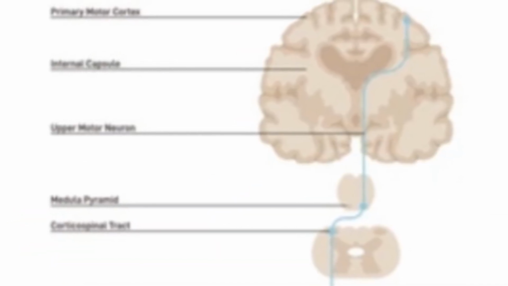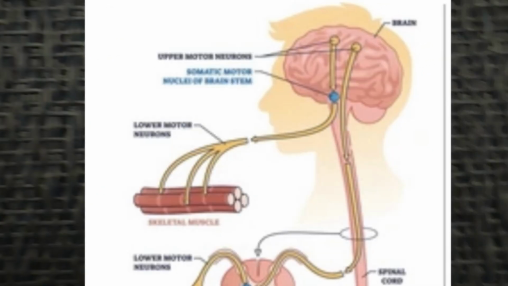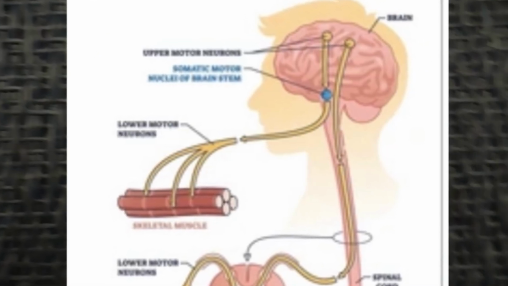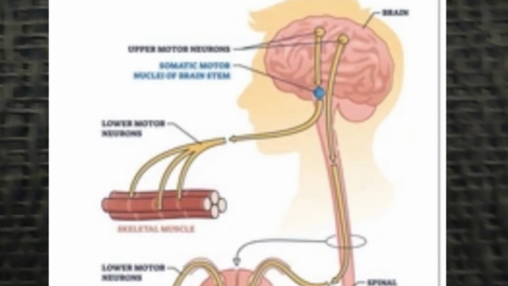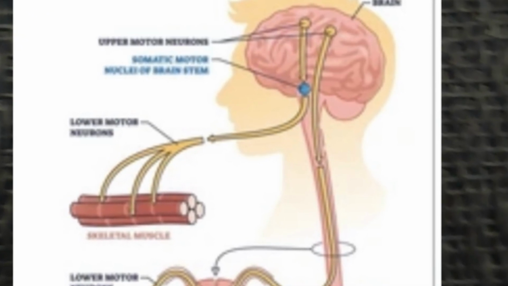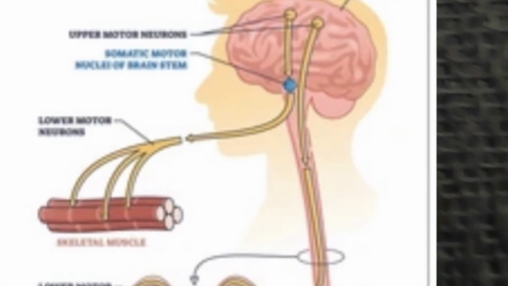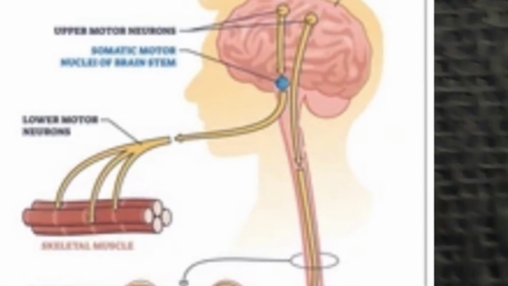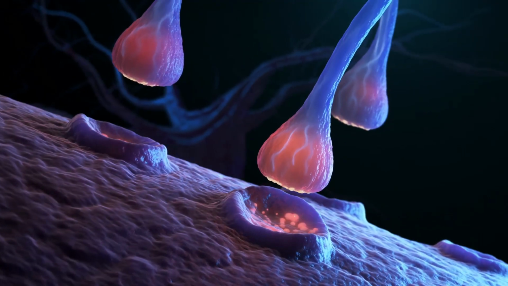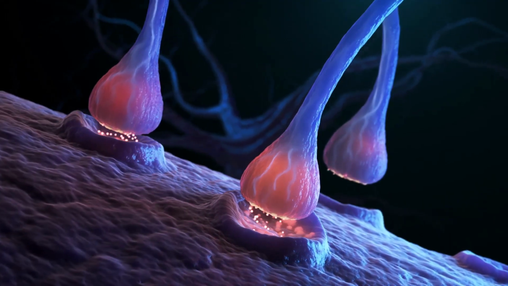The upper motor neuron begins in the brain's motor cortex and travels down to the spinal cord or brainstem. The lower motor neuron has its cell body in the spinal cord's anterior horn or in a cranial nerve nucleus in the brainstem. Its axon extends out to a skeletal muscle, where it forms a neuromuscular junction to cause a contraction. What is the neuromuscular junction? This is the specific point where the lower motor neuron meets the muscle fiber.